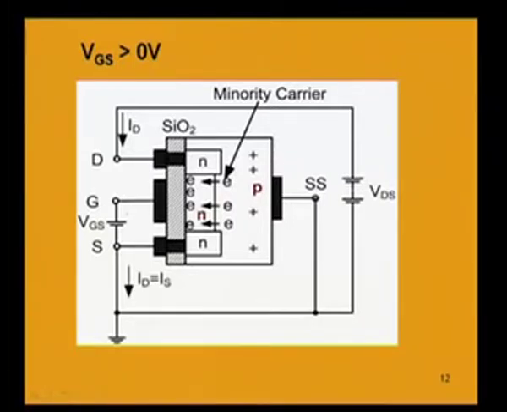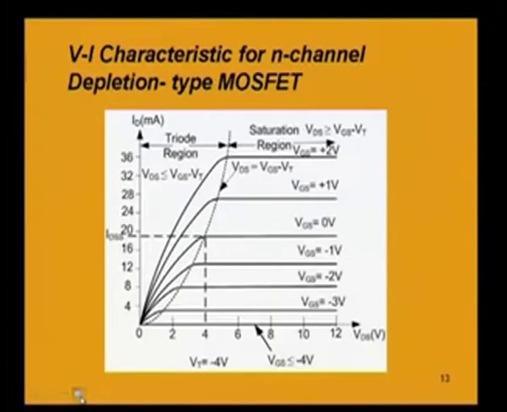So, there is enhancement, and there was also the depletion phenomenon which took place when VGS was negative. So, what we notice in this type of MOSFET is that both the phenomena of depletion and enhancement take place, and this can be represented by the regions from gate to source voltage 0 to the left and right.